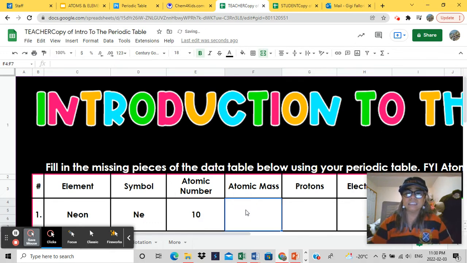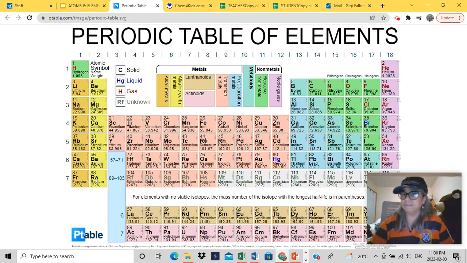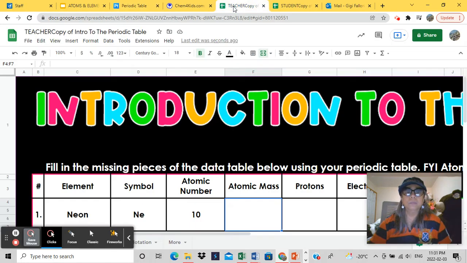Oh, atomic mass. So where is the atomic mass? Again, look at that value where you have the decimal numbers, right? So here, neon, I have 20.180. So just say 20 there, right? Remember that the mass is akin to the weight or how heavy is your element. So there you go, 20. So I'm going to type down here 20. Are you following so far?